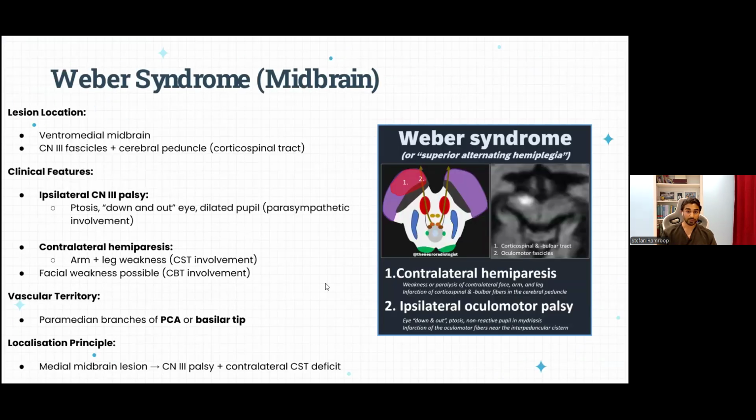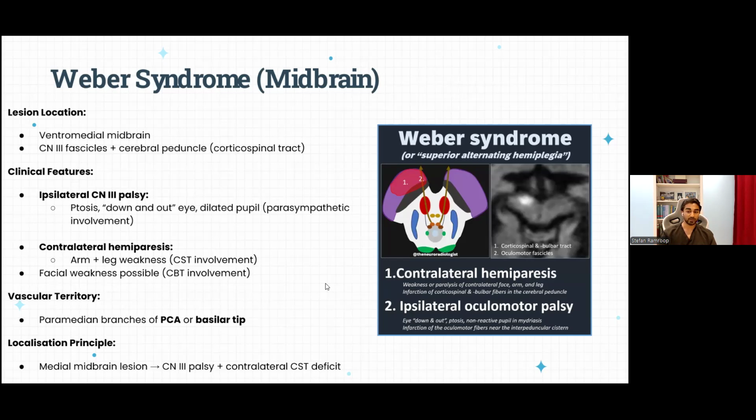So the first one would be Weber syndrome, which is a classic example of ventromedial midbrain lesions. So this lesion will affect two structures: the fascicles of cranial nerve 3 and the cerebral peduncle, which contains your corticospinal and your corticobulbar tracts. So when this happens, on the side of the lesion, the patient will develop a complete oculomotor palsy. That means you get a ptosis, the eye deviating down and out, and often a dilated pupil because the parasympathetic fibers are superficial and vulnerable.